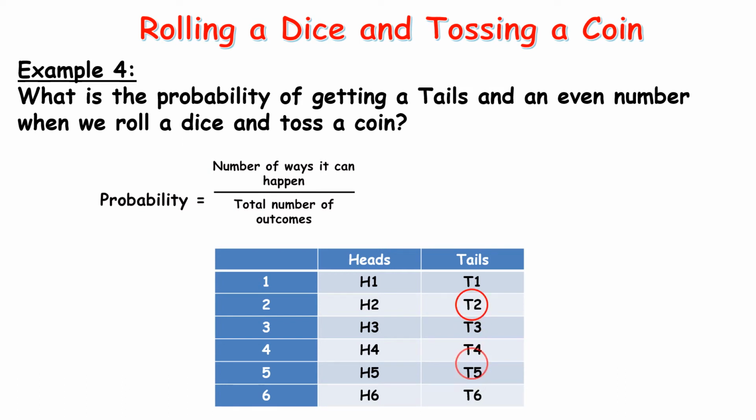So there is a tail and a 2, a tail and a 4, a tail and a 6. So how many ways can it happen? There are 3 ways that can happen out of a total of 12.